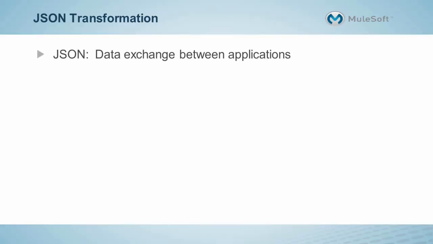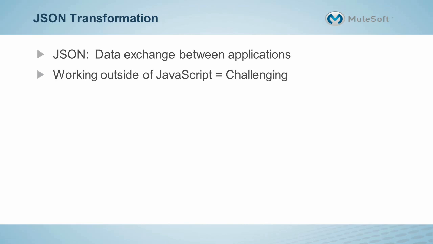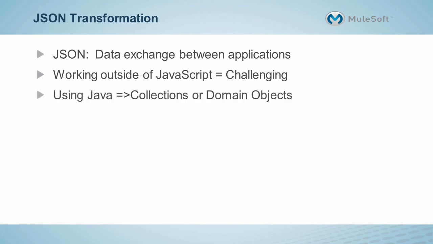JSON is a popular way to exchange data between applications. Working with JSON outside of JavaScript, however, can be challenging. With Java projects, for example, developers typically work on Java collections or instances of domain objects. Working with JSON directly from Java can be tricky until it's converted to one of these formats.